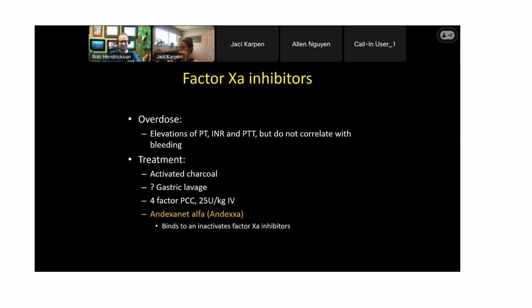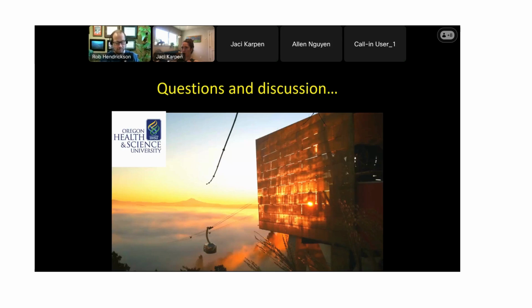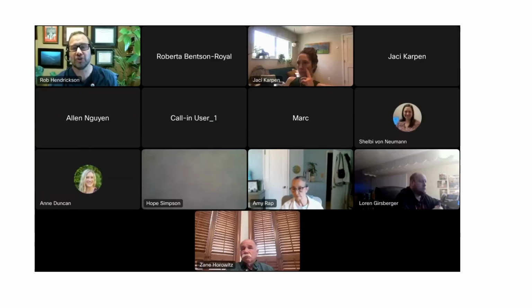If they just took a huge overdose an hour ago, charcoal, maybe lavage, I suppose, treat their bleeding with 4-factor PCC, and then again, there's a specific antidote, which is Andexxa, or andexanet alfa, which can be used for the factor Xa inhibitors. And I think that's probably the depth that I would go for in remembering these things, because you can go super, super in depth, or you can keep it very, very straightforward.